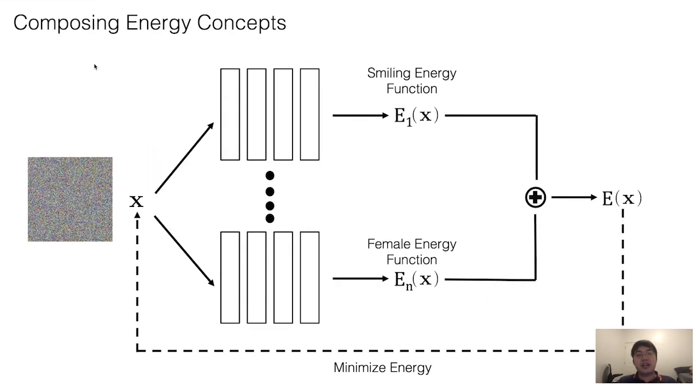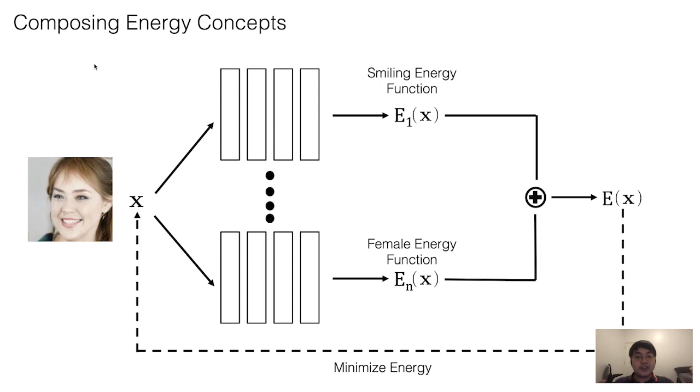By defining concepts as energy functions, this gives us a natural way to compose several concepts together. In particular, now consider a set of different energy functions, maybe one for smiling and another one for female. If we add up the energy functions for each of these to get a joint energy function, E of x, minimizing this function, E of x, then generates a sample that satisfies each of the constraints specified by the different energy functions, enabling us to generate a face that is both smiling, female, and has any other concept we desire.